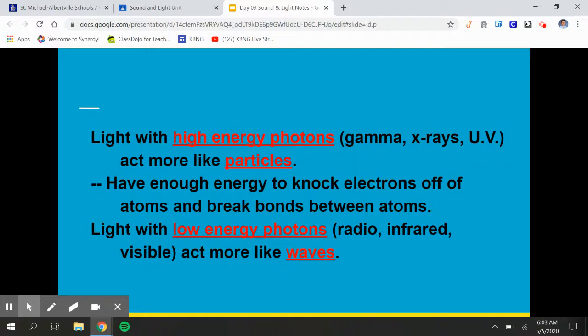Light with high energy photons means these things are really strong and really powerful, things like gamma rays, X-rays, and UV, which act more like particles. If you think about UV light, it is what gives us sunburns. So UV light will actually kill the cells in our skin, and that's what's happening when you get a sunburn.